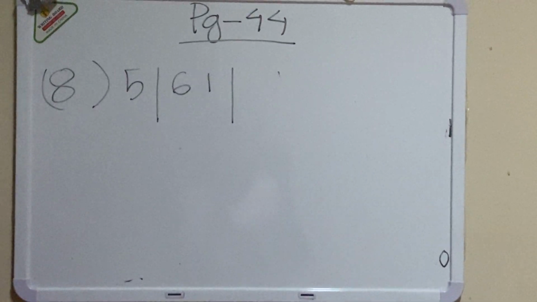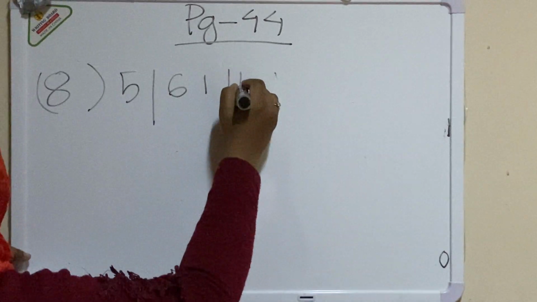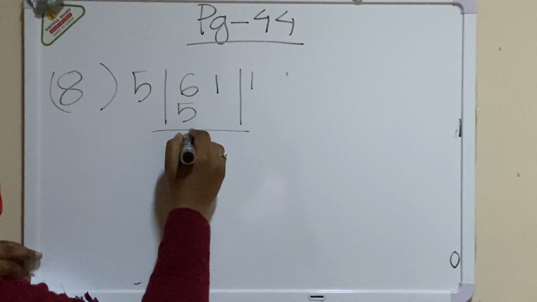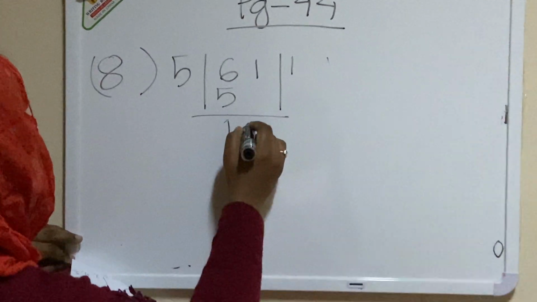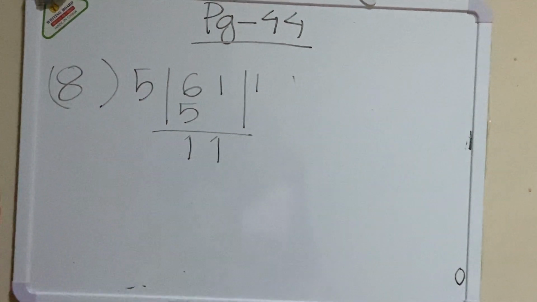That means there is 5 inside the 6. I can divide it by 5. 5 1s are 5. After doing the subtraction, I will get 1. 1 cannot be divided by 5, so I am adding this one beside. So the number becomes 11.